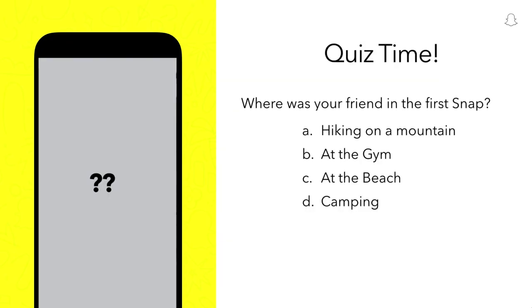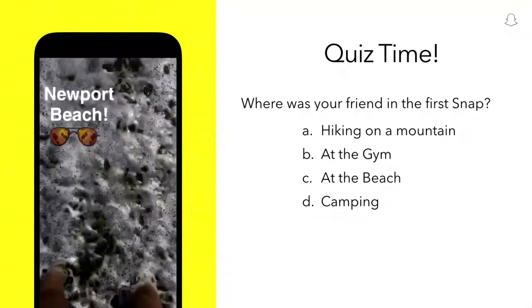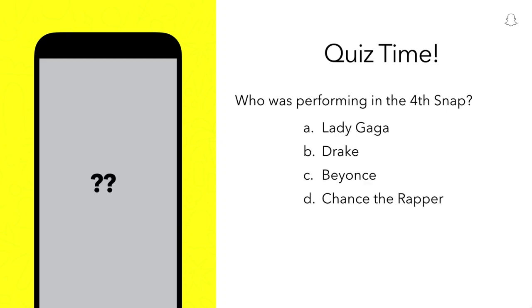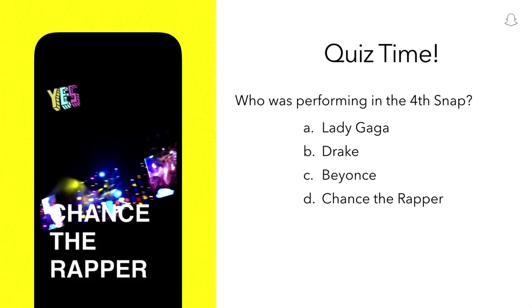All right, pop quiz. Try to remember where your friend was in the first snap. You likely guessed at the beach, which is correct. And final question, who was performing in the last snap? I'm sure you guessed Chance the Rapper, which is correct.